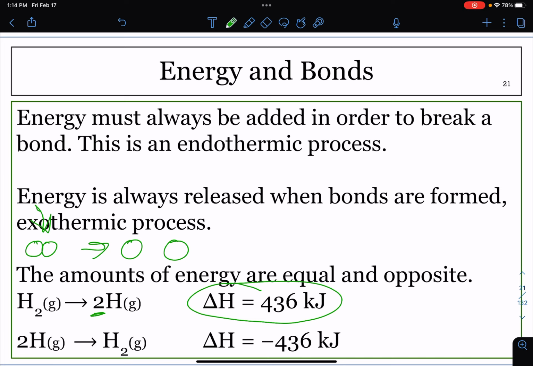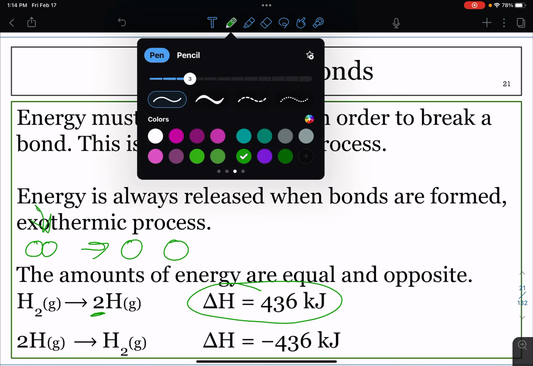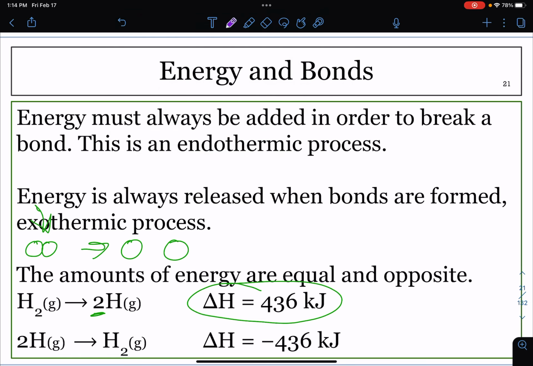On the flip side, for this one, I'll do this in a different color. We'll do this in purple. When you have two separate hydrogen atoms, and then they form a bond with each other so that we have a 2 coefficient and then a 2 subscript, that releases, because of this negative sign, 436 kilojoules. So energy leaves the atom as the bonds are being formed.